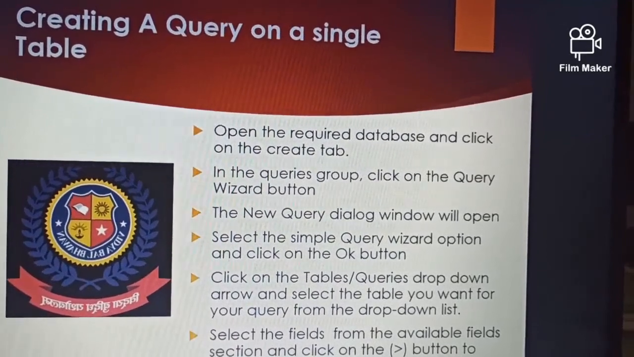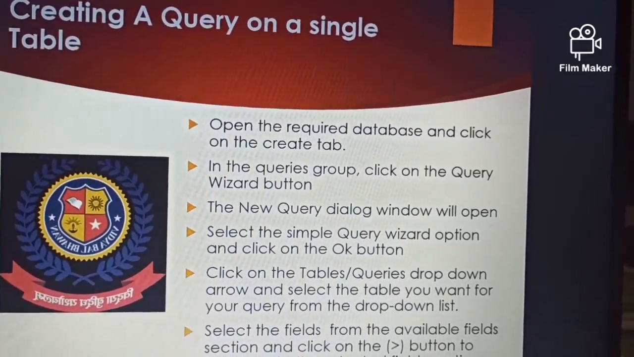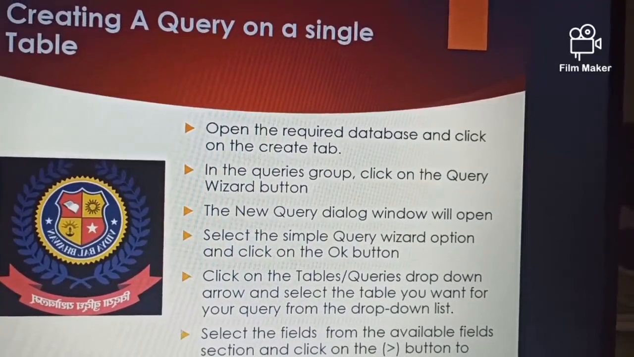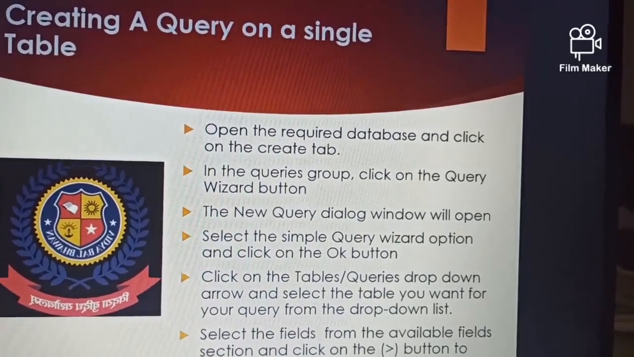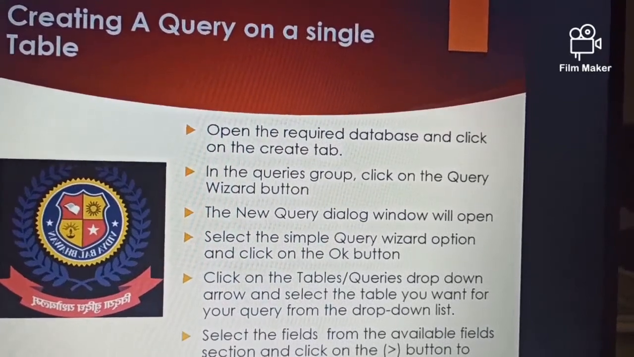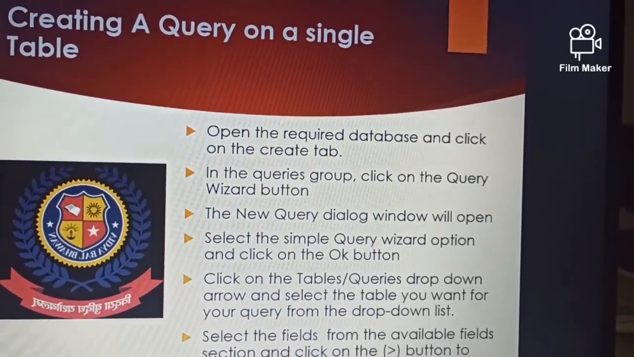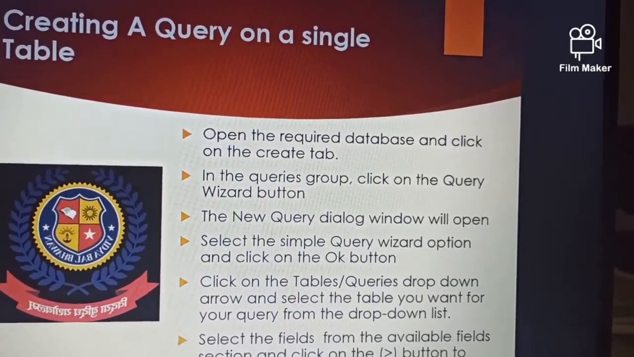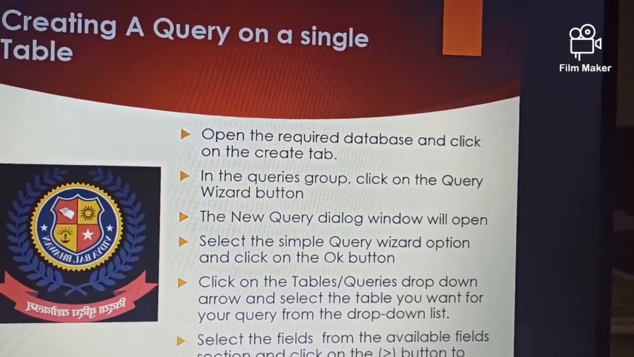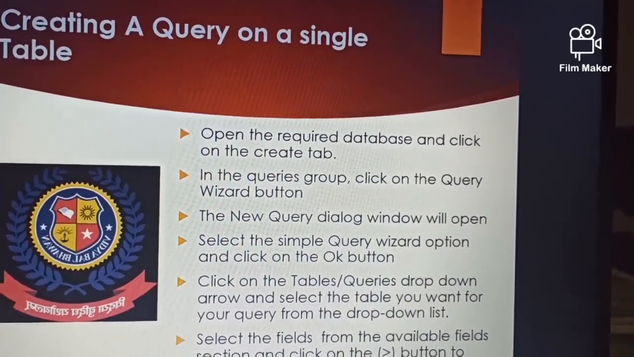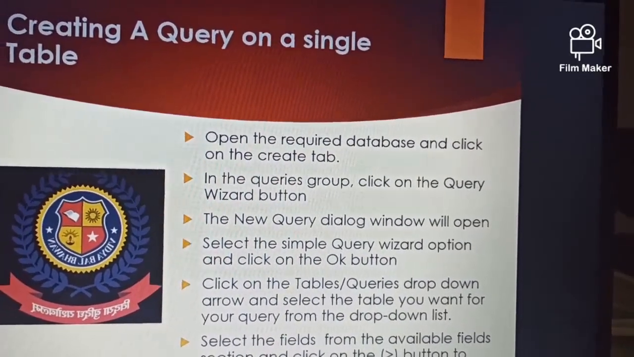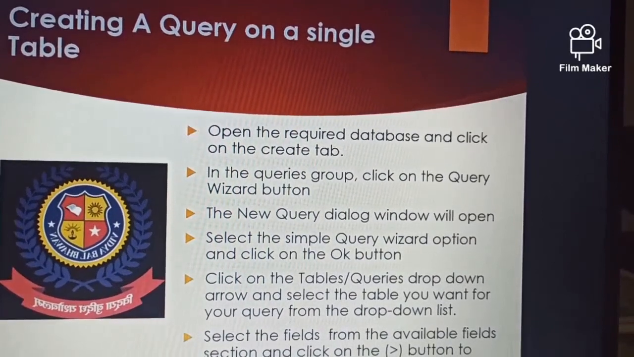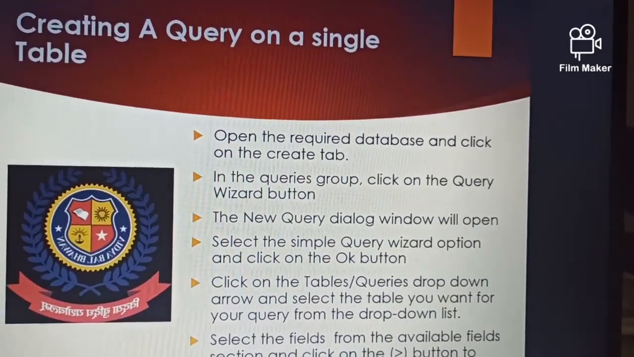So you have to just select that field and then click on this angle button, you will be able to see it in the bracket, to transfer into the selected field. So whatever fields you are going to select or want to appear in the selected fields, just select the field and then click on this button, then your field has been transferred into the Selected Fields section. After this I'm going to show you practically how we can create a query from a single table so that it would be more clear to you.